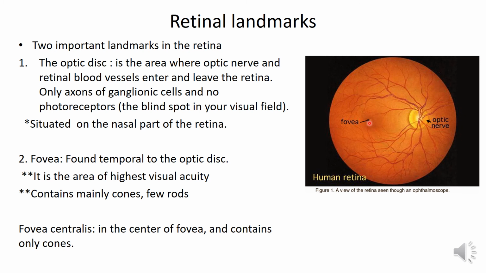The fovea contains a lot of the photoreceptors, mainly the cones, few rods, and in the center of the fovea, we have another very small area. It's called fovea centralis. And this fovea centralis contains only cones.